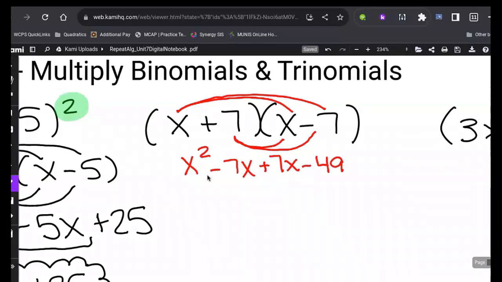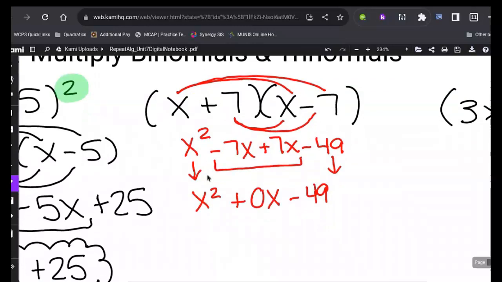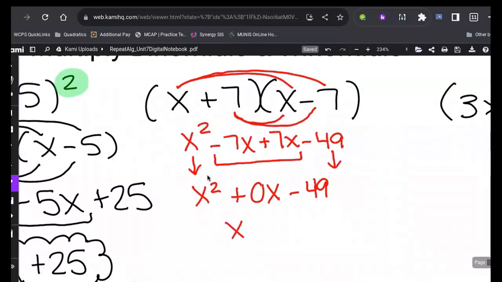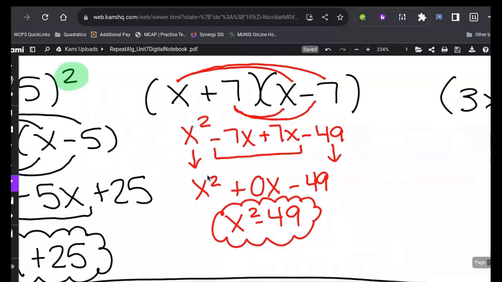So just like all of the examples we did yesterday, the first and the last terms stay the same. It's the middle two terms that are like terms that can be combined together. So negative 7 plus 7 is 0x. So plus 0x, and since it cancels out and it's 0, we can just forget about the 0, and we have a binomial as our answer this time. X to the second power minus 49.